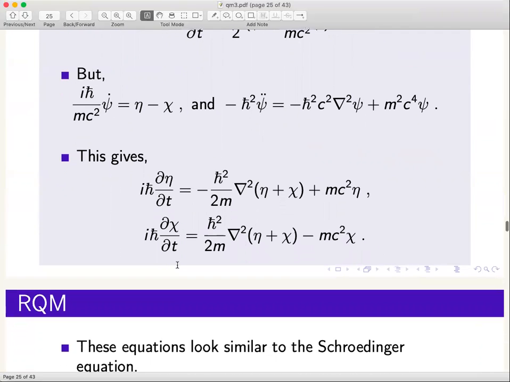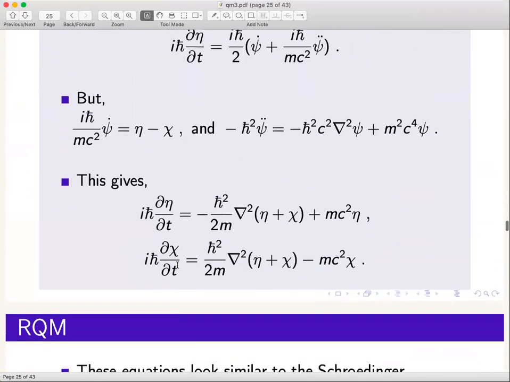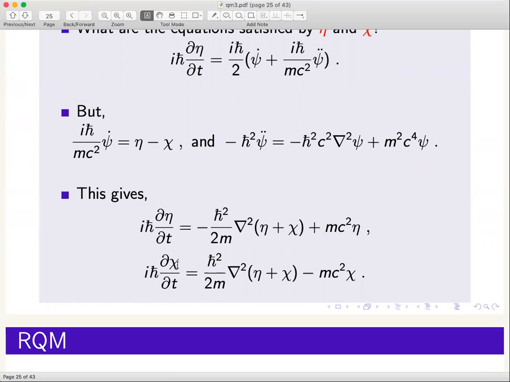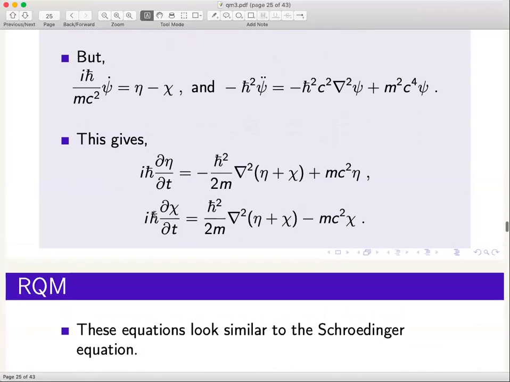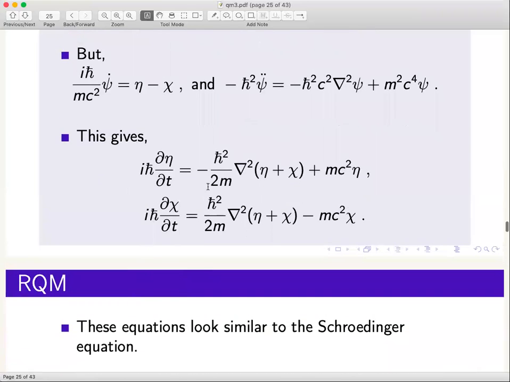So the fact that this equation factorizes in the zero momentum limit is something we knew even earlier. But notice one more thing, that this equation looks pretty much like the Schrodinger equation, because minus h bar square upon 2m grad square acting on something or other, plus this piece, but that is more like a constant piece.